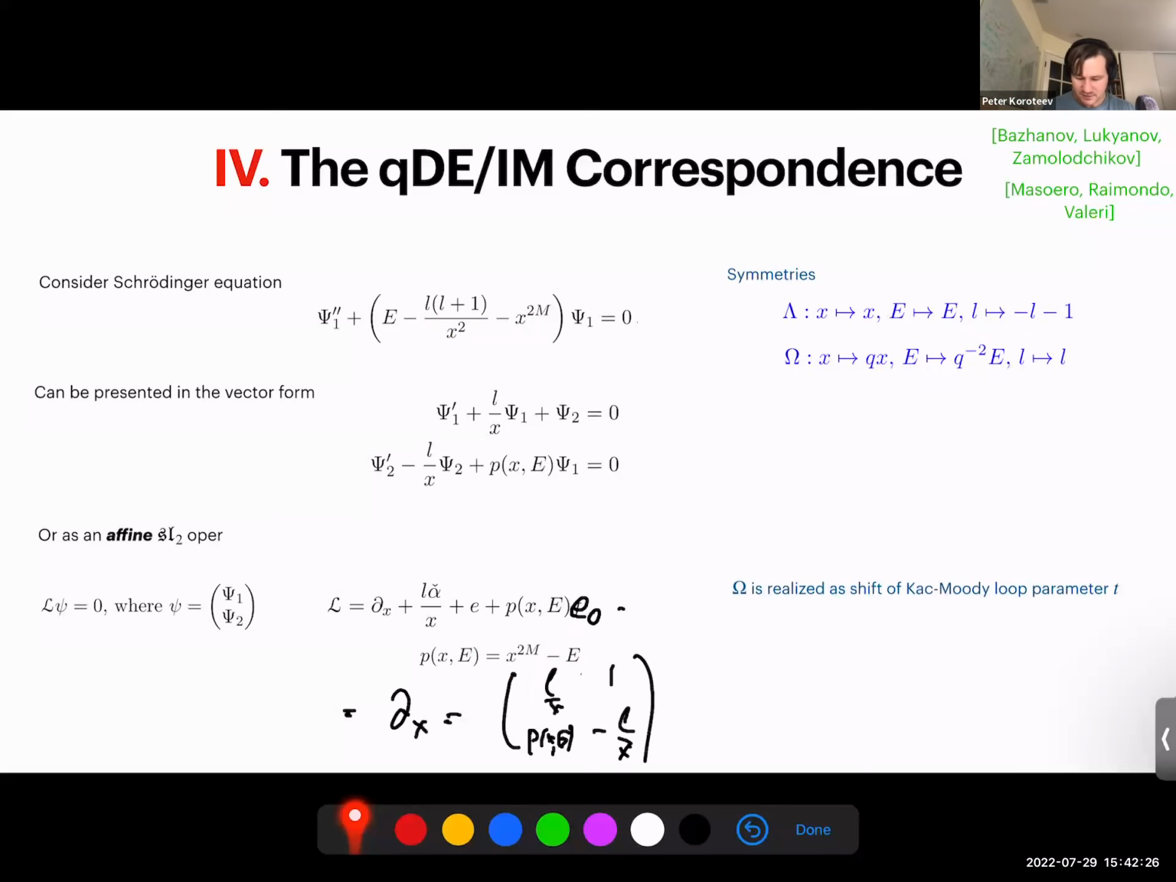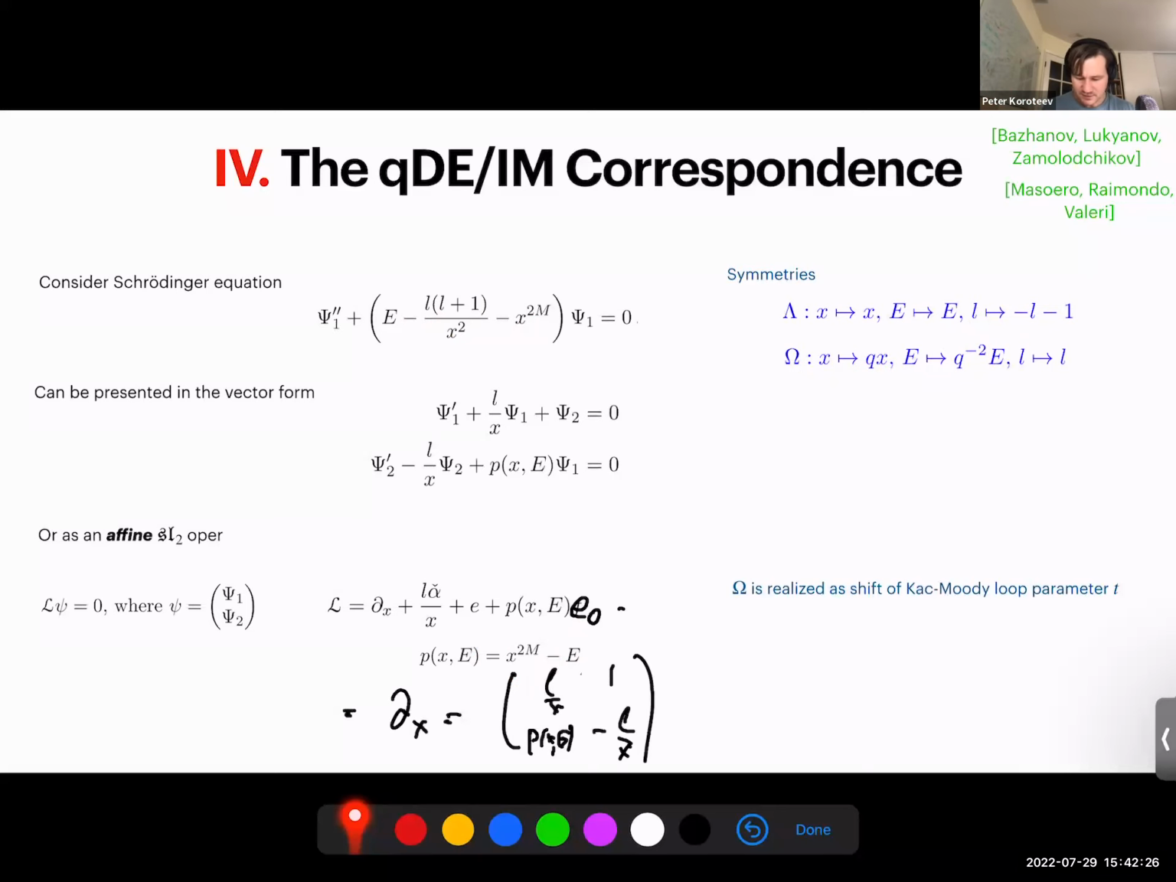So in the oper language, this transformation omega is realized as the rotation of the loop of the Kac-Moody variable t, right? So the affine algebra has this Kac-Moody parameter t, which you can shift. You can multiply it by something, and this is what we're going to explore here.